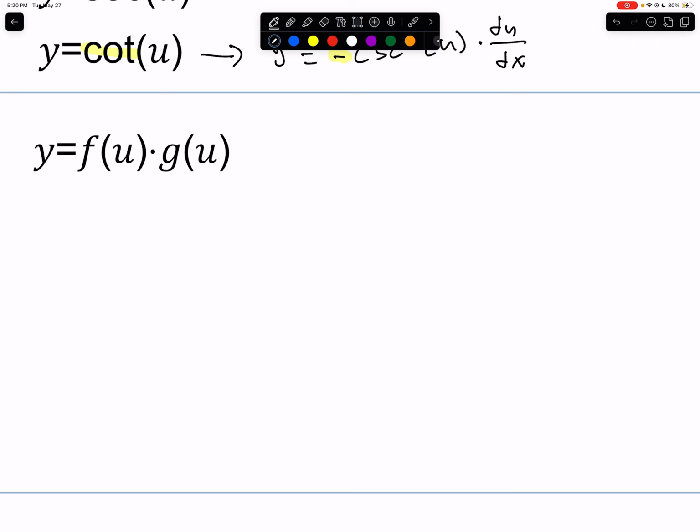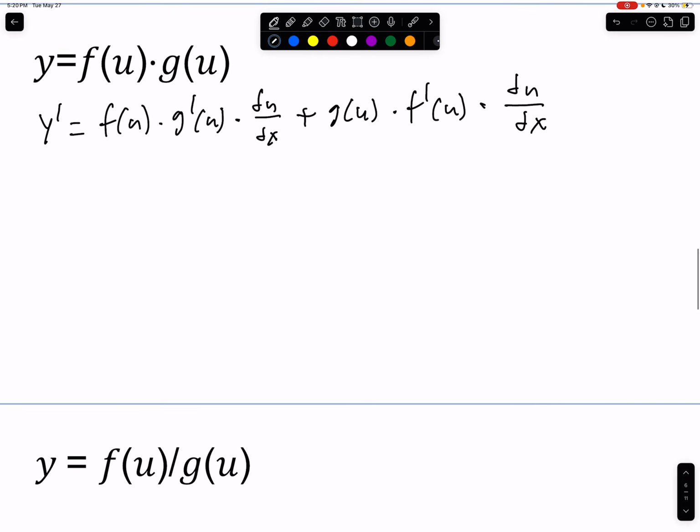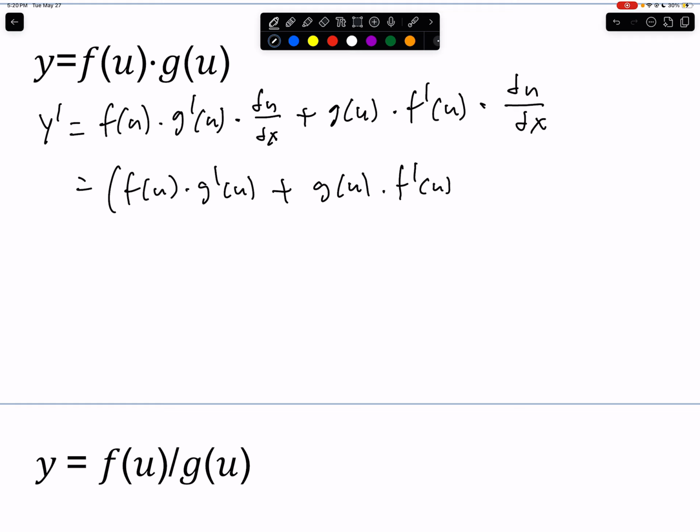This should be y prime is the left times the derivative of the right, times du dx, plus the right times the derivative of the left, times du dx. We can then factor out just the du dx. We can rewrite it as f of u times g prime of u plus g of u times f prime of u, all of that times du dx, and that would also be fine.